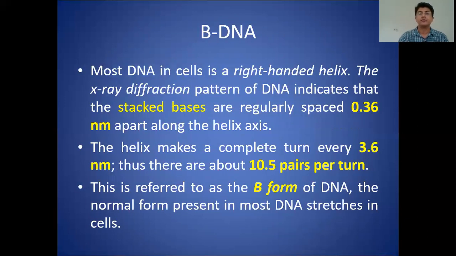Different forms of DNA are found. Number one, B-DNA, which is the most common form of DNA and exists in a right-handed helical structure. The X-ray diffraction pattern of the DNA indicates that the stacked bases are regularly spaced 0.36 nanometer apart along the helix axis. The helix makes a complete turn every 3.6 nanometer. Thus, there are about 10.5 base pairs per helical turn, and this is referred to as the B form of DNA, which is the normal form of DNA present in most of the DNA stretches in these cells.